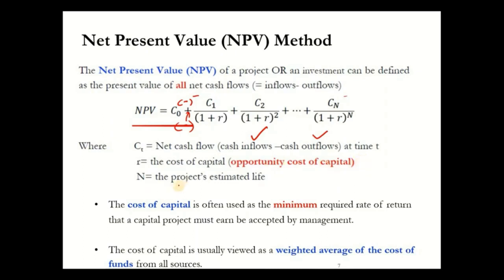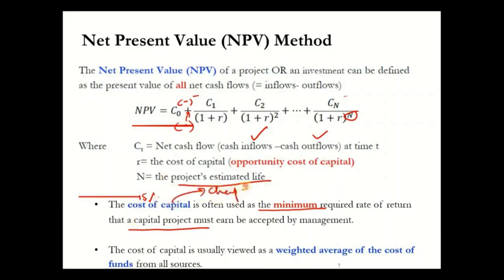And N is the project's estimated life. Okay, so the cost of capital is the minimum return that the investment should actually earn. Okay, so if the company has taken some loan and the cost of capital is 15%, it means the project should at least earn 15% because it is the cost of the company. Okay, so it should at least earn this return.